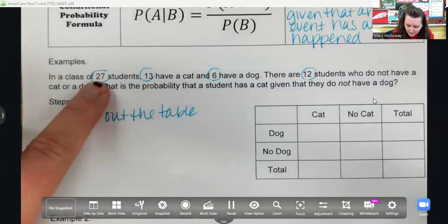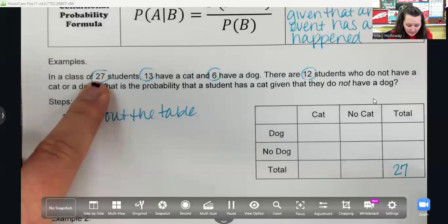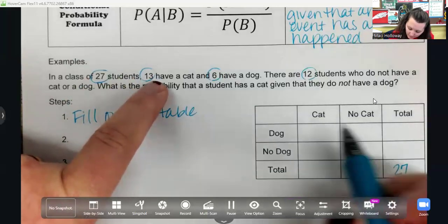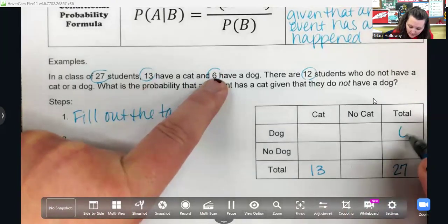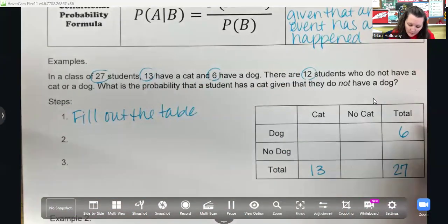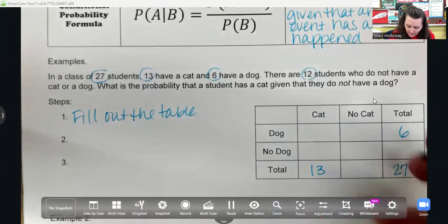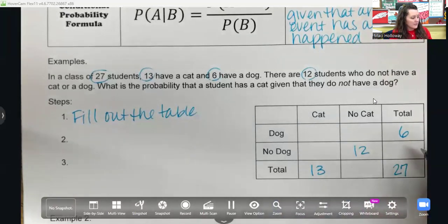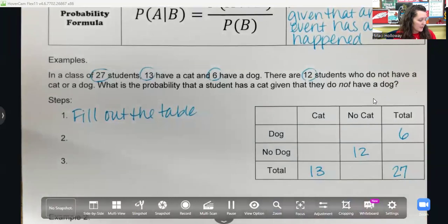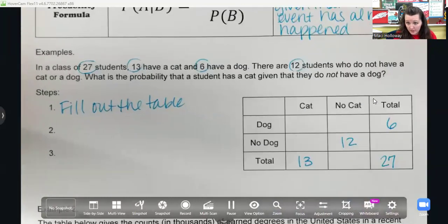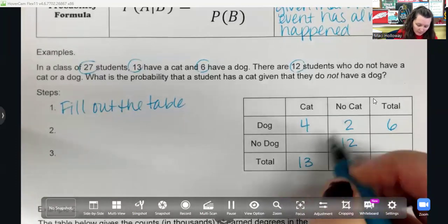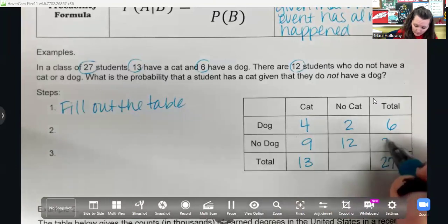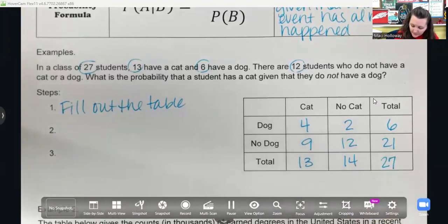In a class of 27 students, that's our total number of students, 27. 13 have a cat, so 13 goes here, and 6 have a dog, so 6 goes here. And there are 12 students who do not have a cat or a dog, so no dog, no cat, that's 12. Now let's finish filling out the rest of the table just by using our subtraction and addition skills. This is going to be 4, and 2, and 9, 21, and 14.